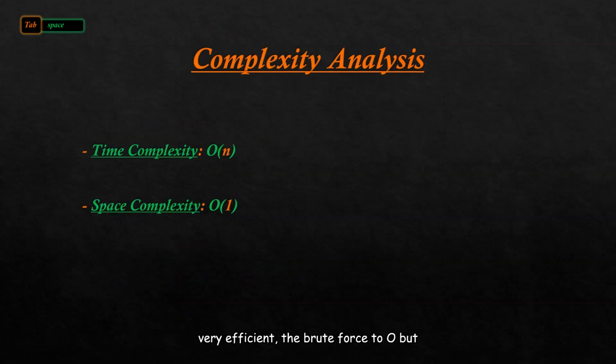This algorithm is very efficient. The brute force took big O of n squared, but with two pointers, each pointer moves at most n times. So the total time complexity is big O of n, and space complexity is constant since we use only a few variables.